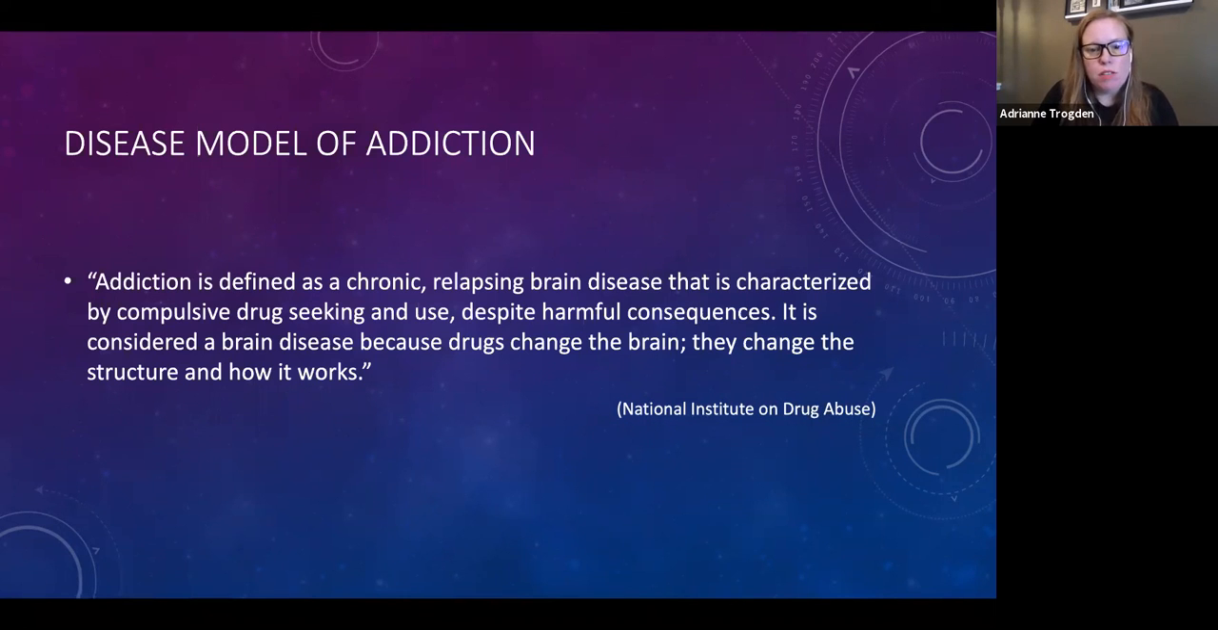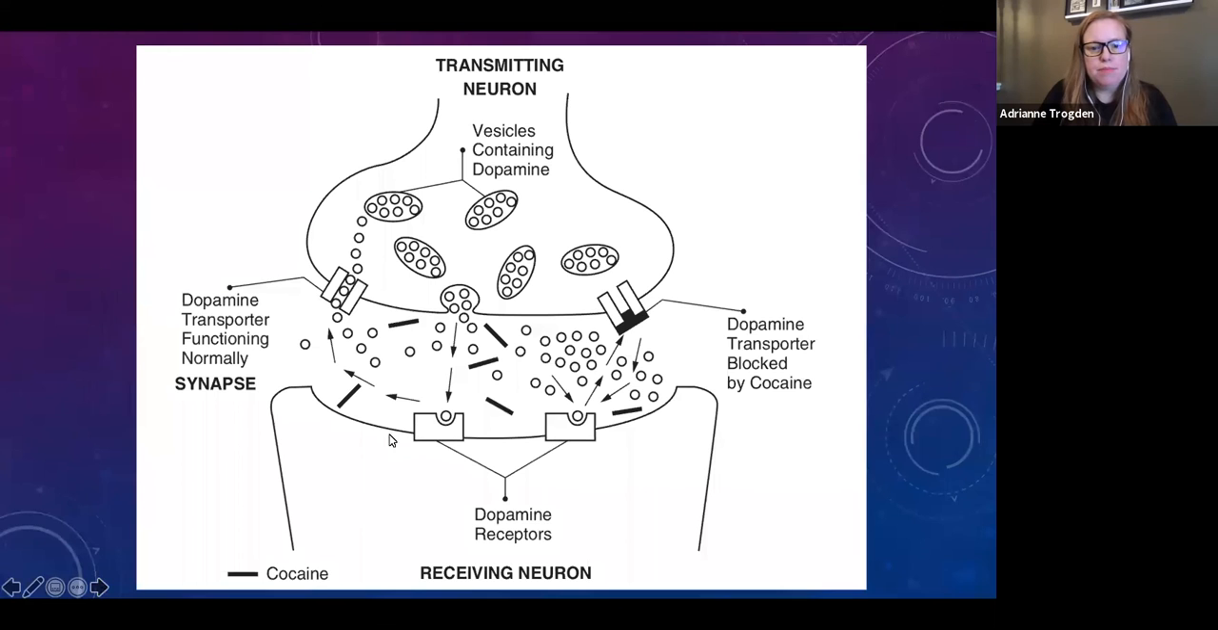So even though it doesn't say it in this definition, process addictions or behavioral addictions would also follow the disease model. I think you can include them there as well, because they do function and alter the brain. So let's talk about the brain a little bit. Here's a very blown up version of the neurons in your brain.